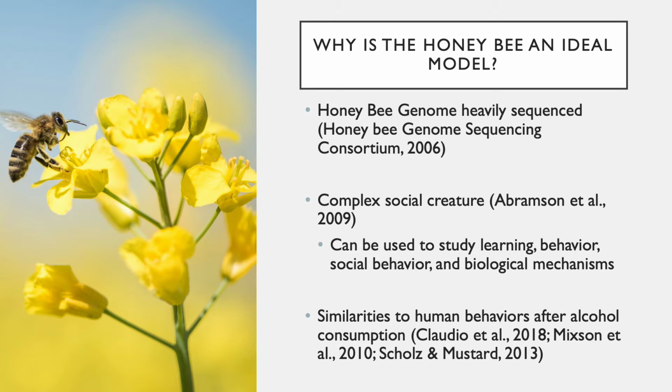The honeybee model is an ideal alcohol model for a couple of different reasons. First, the honeybee genome has been heavily sequenced. This allows researchers to look at genetic impacts of alcohol, as well as to look at different mechanisms behind alcohol. Now, they're complex social creatures, and this allows researchers to study different impacts of alcohol on learning, behavior, social behavior, and biological mechanisms. And the unique environment of the honeybee and their caste systems allows researchers to really look at these complex behaviors. Additionally, there are a lot of similarities to human behaviors following alcohol consumption, and this is something that's seen throughout the honeybee literature, where you're seeing similar behavior effects, as well as similar effects on other systems with the honeybee, such as the hemolymph levels.